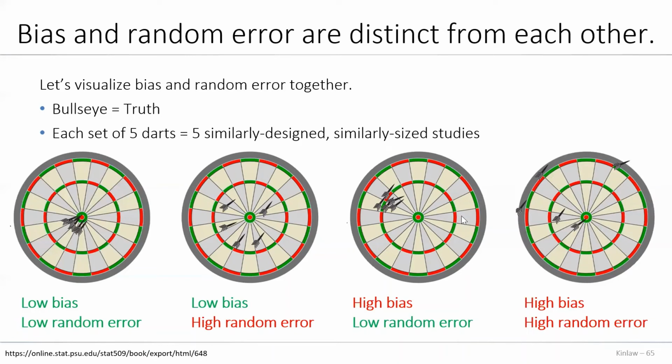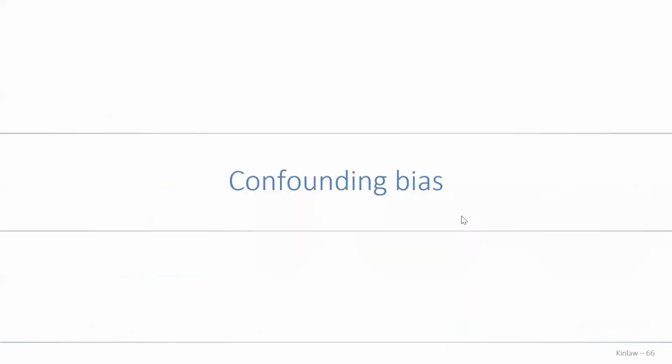One of them got lucky, but most of them are averaging toward a wrong answer, and they're not close to each other. Now we'll talk about the big three types of bias.